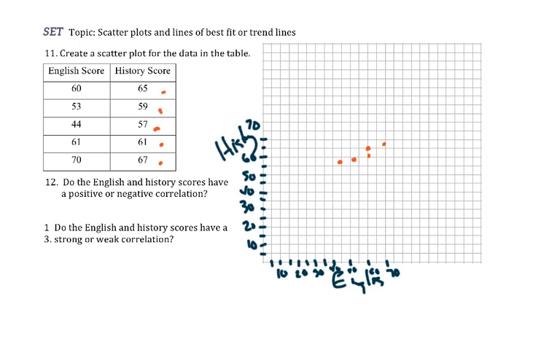About right there. Okay. Do they have a positive or negative correlation? Well, it's going up in that direction, so definitely a positive. Okay. Do the history and English scores have a strong or weak correlation? That should have been 13. Okay. Well, they're pretty close together in a pretty straight line, so I'm probably going to say that they are strong.